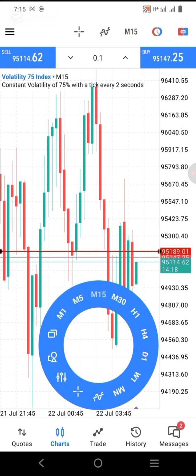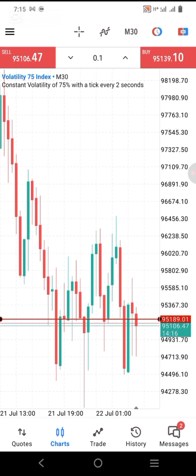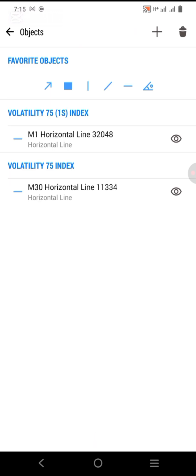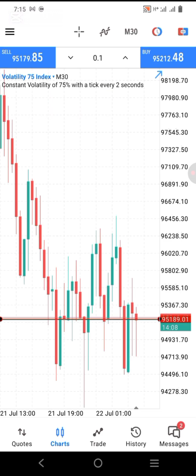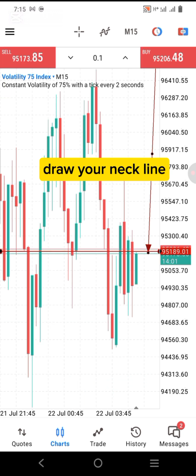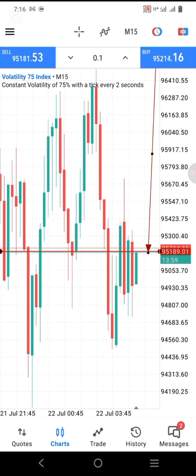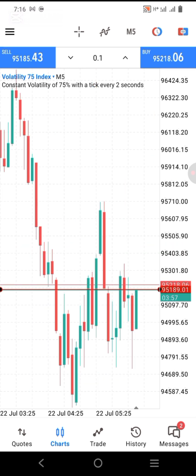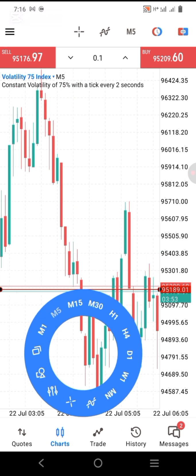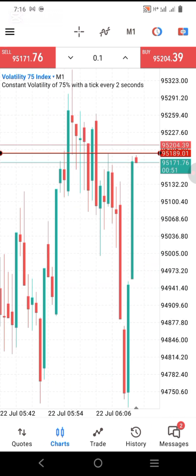So all I needed to do was to look for my neckline. As usual, if you're trading M formation, you need to look for the neckline. So after drawing my neckline with my horizontal line, the next thing I needed to do was to allow the trade to play around my neckline. So having said that, I just have to wait for confirmation.